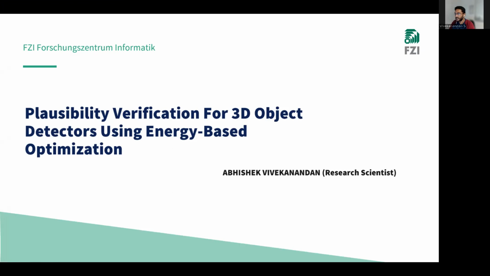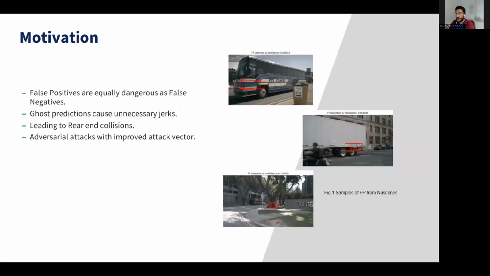The topic for today is plausibility verification for 3D object detectors using energy-based optimization. One of the motivations for this topic is the problems arising out of false positives in the real world. The probability of a collision increases if the object detector produces false positives and also frequent ghost detections, which leads to an uncomfortable riding experience for the passengers, making false positives an equal risk to false negatives.